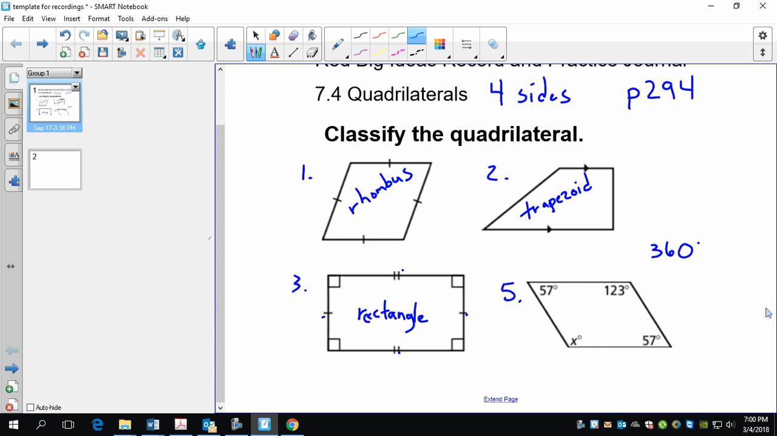And it kind of looks like a parallelogram, but if you add those up and subtract from 360, you're going to get 123 degrees. So if you add up 123, 123, 57, and 57, you're going to get 360 degrees. And that would be a parallelogram for number 5.